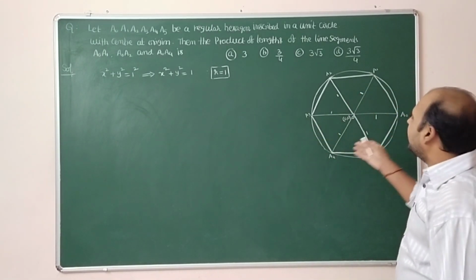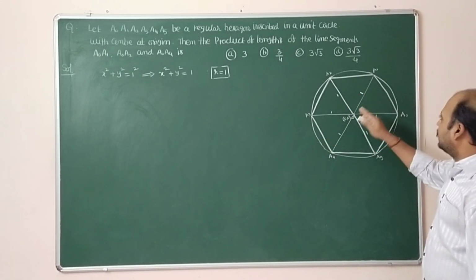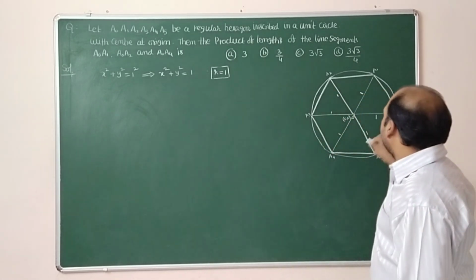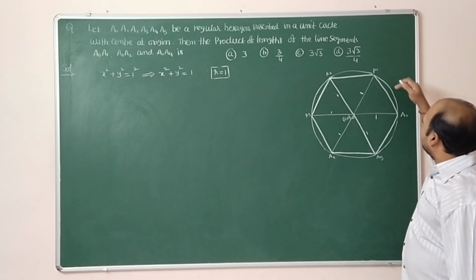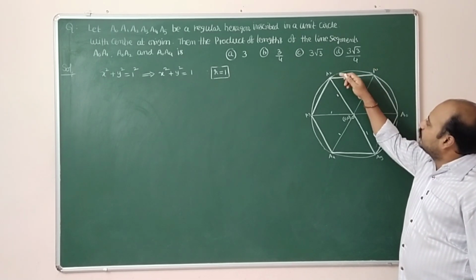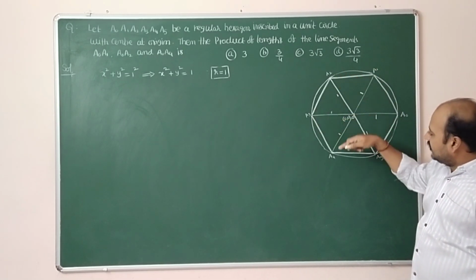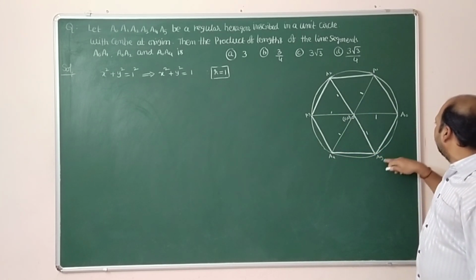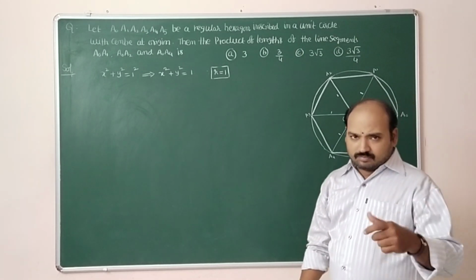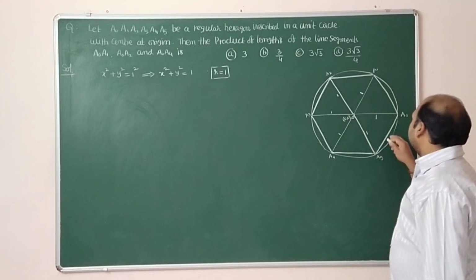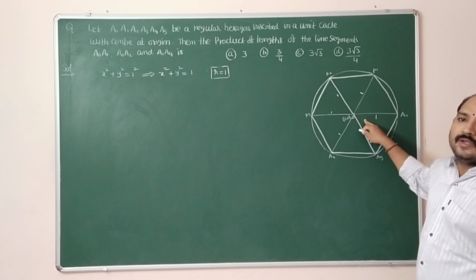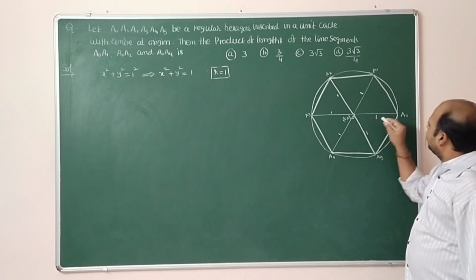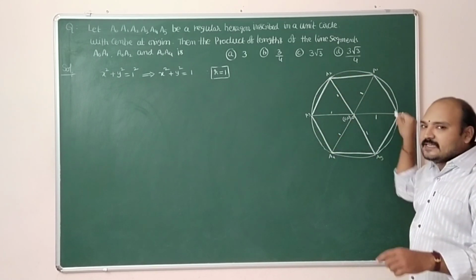The regular hexagon inscribed in a unit circle. So this is the hexagon. Regular hexagon means all the lengths should be equal. That means A0A1, A1A2, A2A3, A3A4, A4A5 and A5A0, all the lengths are equal. And one more important thing, here circle means it contains 360 degrees.